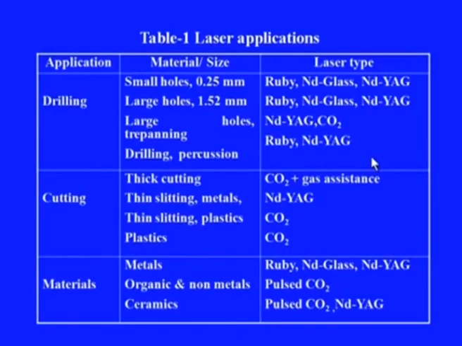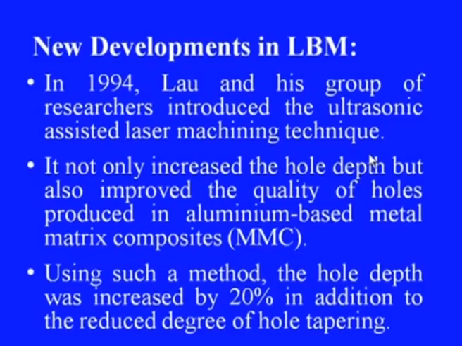Then for materials, like for metals, as far as the work materials are concerned, for metals generally ruby, NdYAG and neodymium glass lasers are recommended. Then organic and non-metals, pulsed carbon dioxide lasers are recommended, and then for working with ceramics, pulsed carbon dioxide and neodymium yttrium aluminum garnet is recommended.